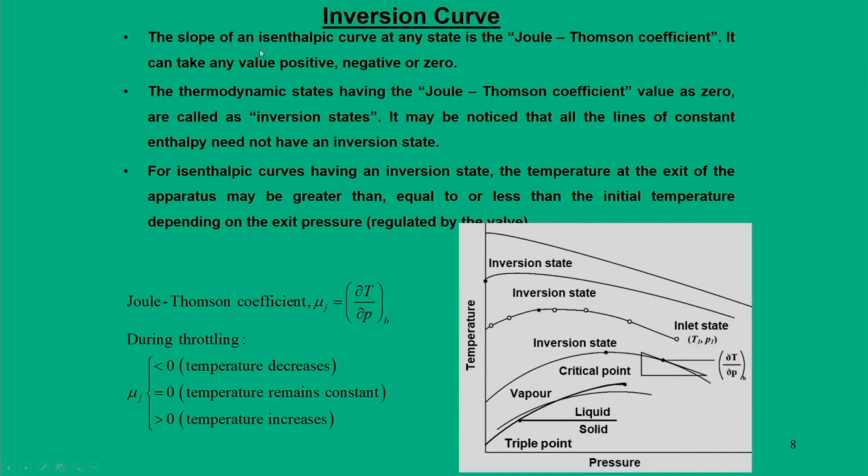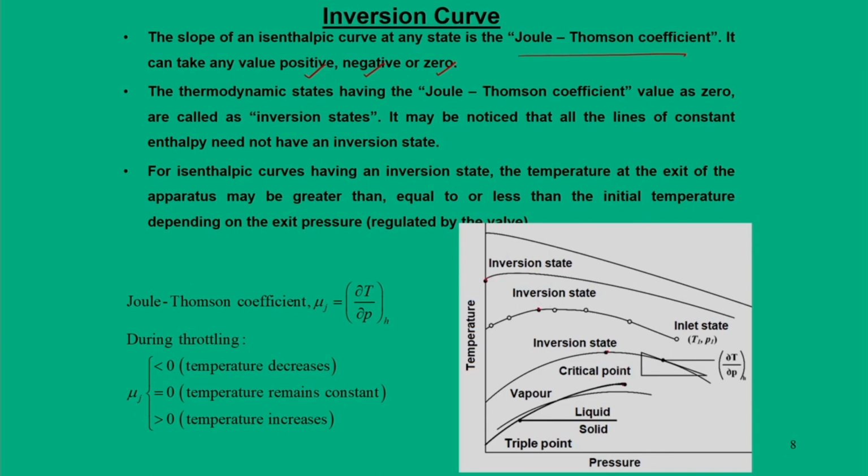Now when I calculate the slope for this isenthalpic curve, we call this the Joule-Thomson coefficient, and this value can be a positive number, a negative number, or it can be 0. Now what is the characteristic of the curve? When I say positive to negative number, that means there is an inversion; negative value to positive value means it passes through 0 and there is an inversion. So for each of these curves there is an inversion point.